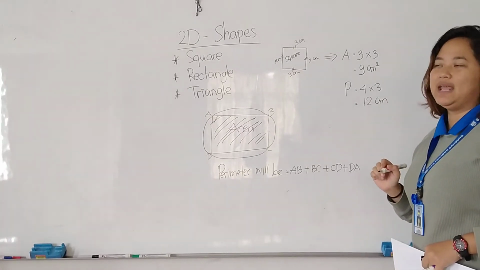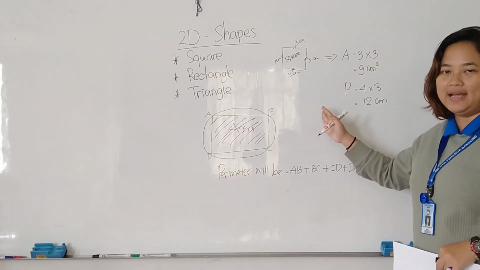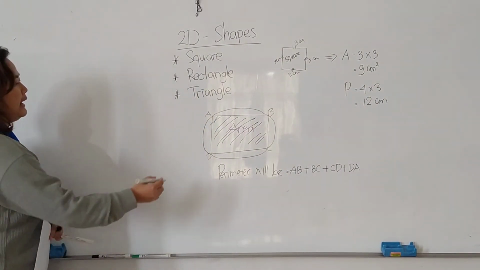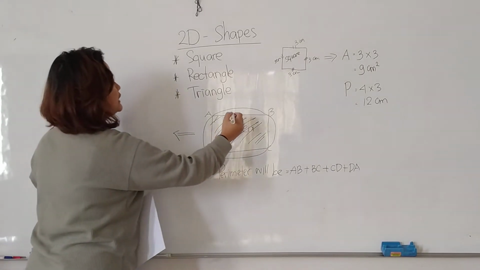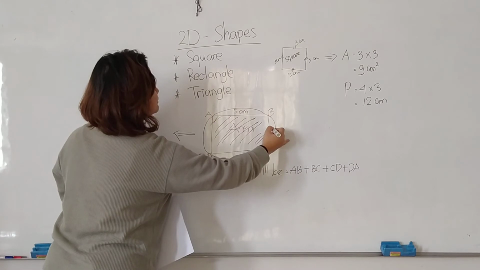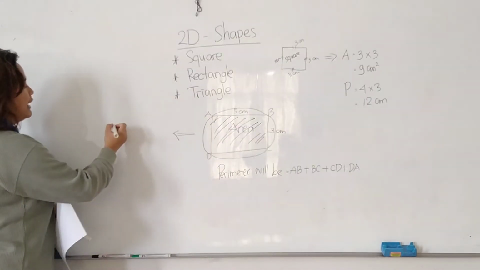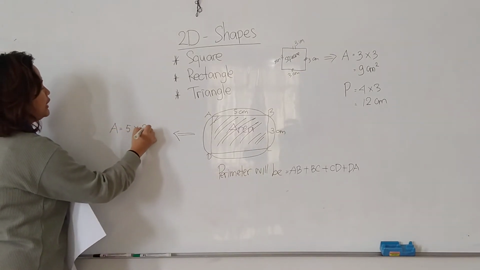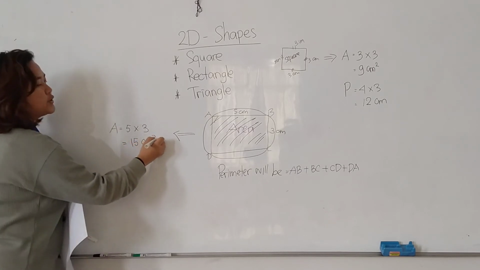So far, can you follow me on how to find the area of a square? Alright, let's go to the rectangle. How to find the area of a rectangle? For example, if I give you this one is 5 centimeters and this one is 3 centimeters. So how to find the area? The area will be 5 multiplied by 3 equals 15 centimeter square.